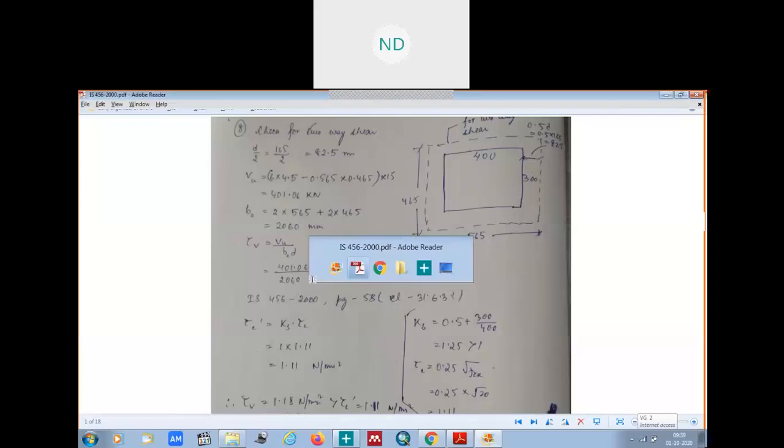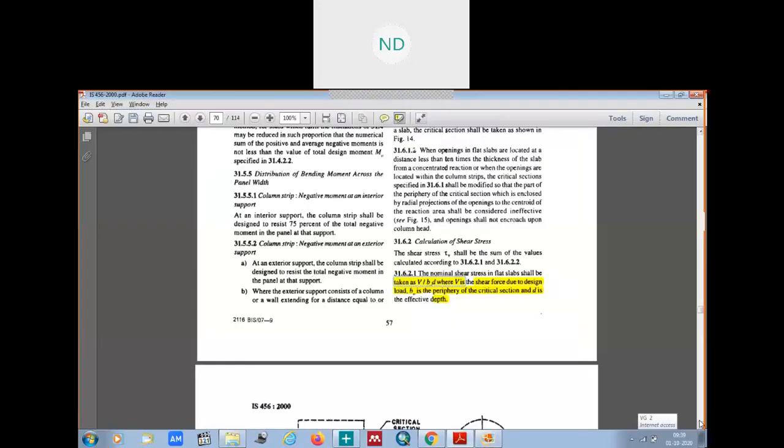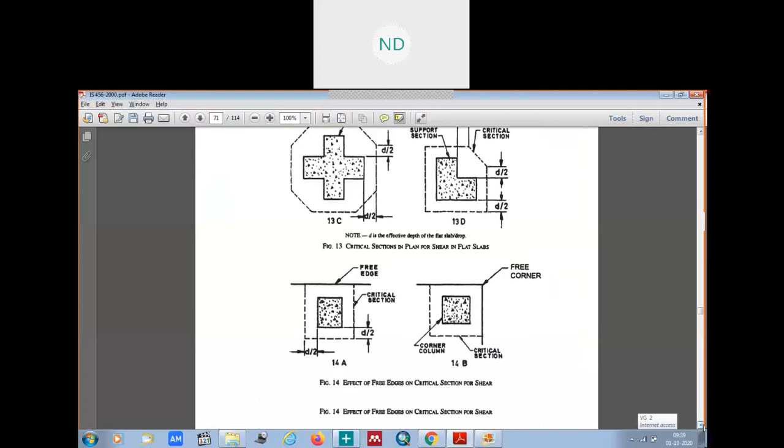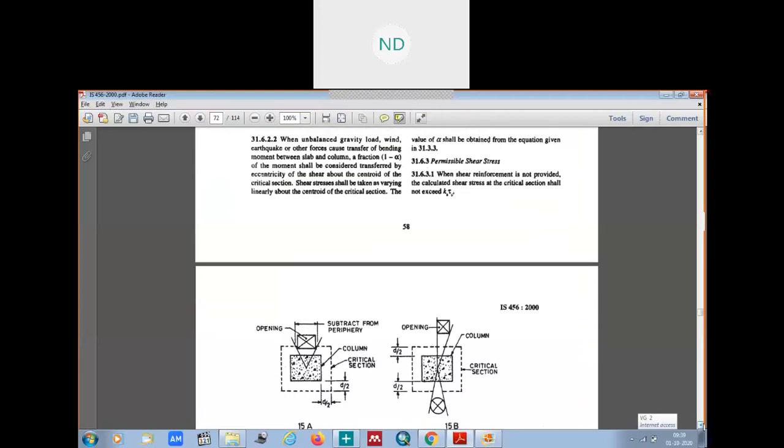Now we have to go to clause number 31.6.3.1, where you will see permissible shear stress. We have calculated our shear stress. Now we'll check whether that shear stress is permissible or not. For that, see this clause 31.6.3.1. Here, what does it say?